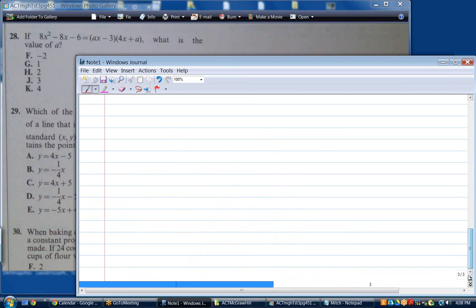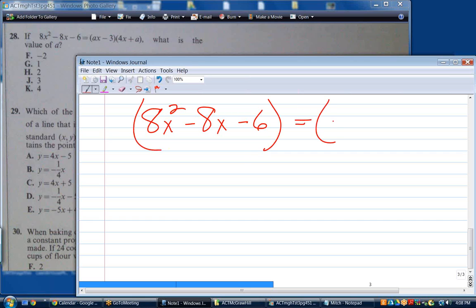All right. About this one. And they're saying that that factors into this.